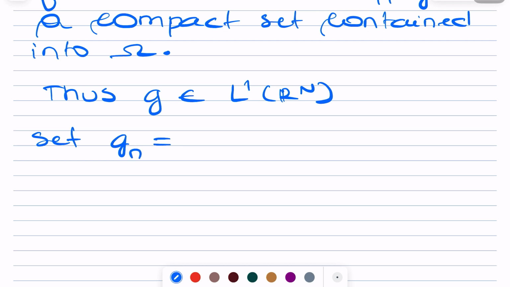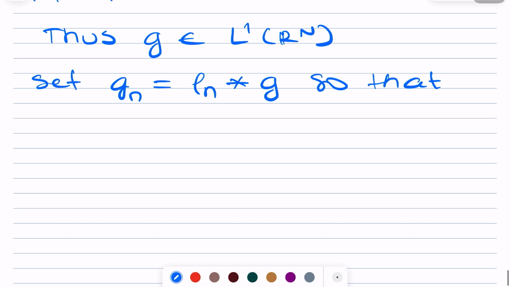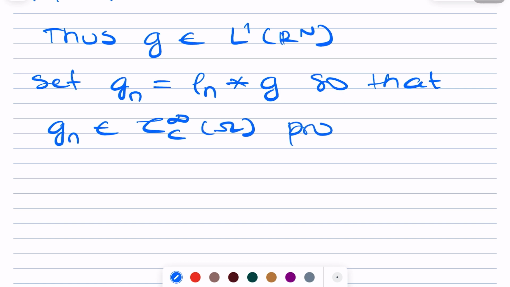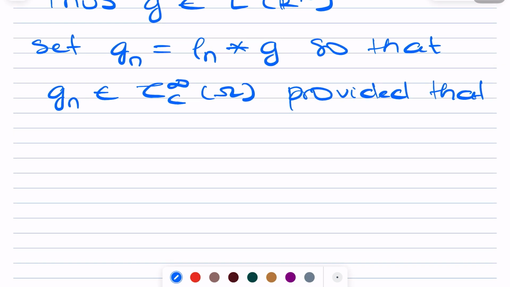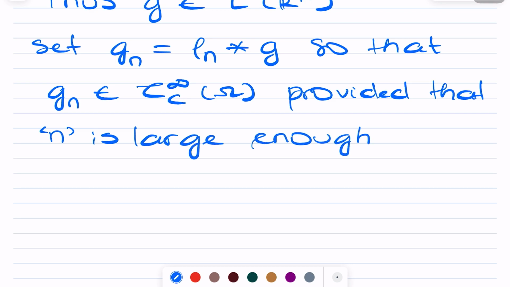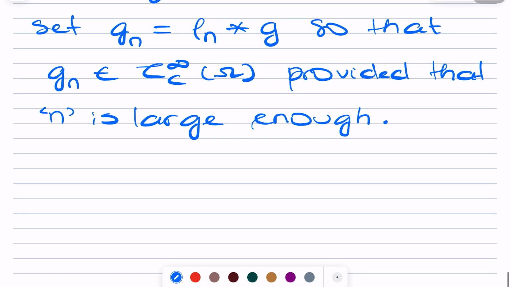So set Gn to be rho n convoluted with G, right? So we are regularizing the function G, so that Gn is actually C infinity C of omega, provided that n is large enough. So therefore, Gn is obviously in C infinity C of omega. This is what we just proved, right?